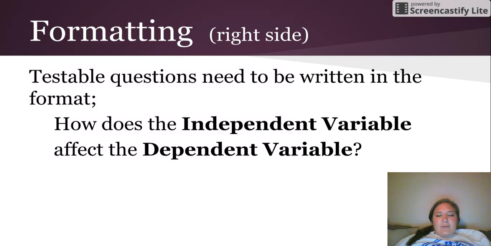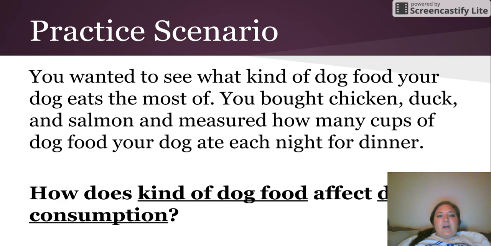When we talk about testable questions, they need to be written in the format, how does the independent variable affect the dependent variable? We're going to talk more about these variables tomorrow. But this is a review, so you should know the independent variable versus the dependent variable, at least as a basis. So let's do a practice scenario. You want to see what kind of dog food your dog eats the most of. You bought a chicken, a duck, and a salmon and measured how many cups of dog food your dog ate each night for dinner. So our testable question might be, how does the kind of dog food affect the dog's consumption, or how much the dog eats?